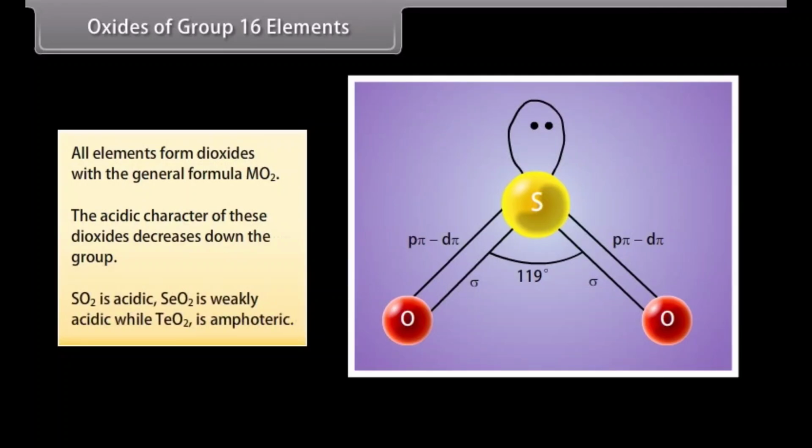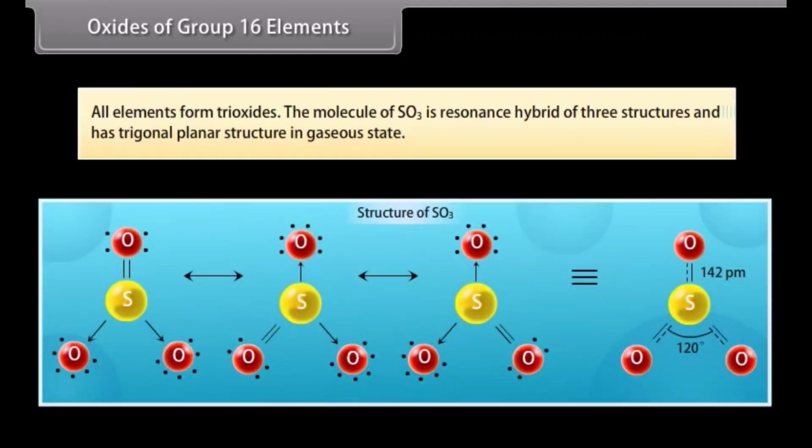SO2 is acidic, SeO2 is weakly acidic, while TeO2 is amphoteric. All elements form trioxides. The molecule of SO3 is a resonance hybrid of these structures and has trigonal planar structure in the gaseous state.